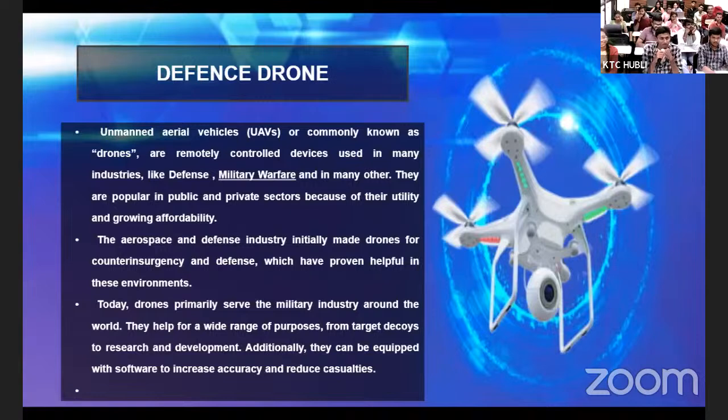My name is Kiran. Unmanned aerial vehicles, commonly known as drones, are remotely controlled devices used in many industries like defense, military warfare, and many others. They are popular in public and private sectors because of their utility and growing affordability. The aerospace and defense industry initially made drones for counterinsurgency and defense, which have proven helpful in these environments. Today, drones primarily serve the military industry around the world. They help for a wide range of purposes, from target decoys to research and development. Additionally, they can be equipped with software to increase accuracy and reduce casualties.